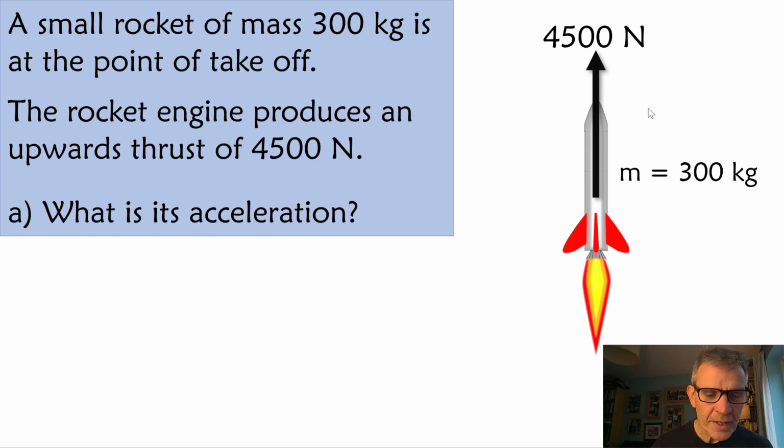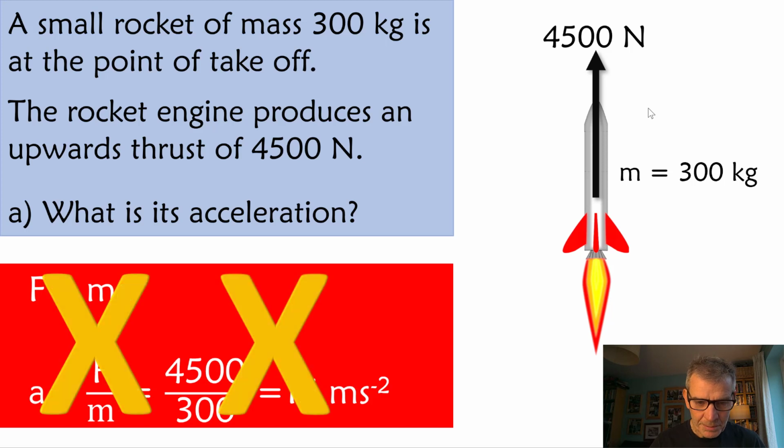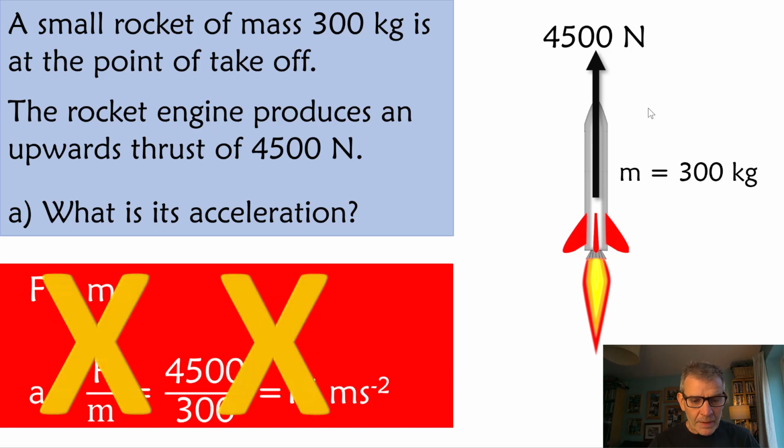So we launch straight into this and we write down the formula F is equal to ma, quite right, and we say acceleration is force divided by mass. 4,500 divided by 300 is 15 meters per second squared, right? No, I'm afraid not. And the reason why it's not right is because in F is equal to ma, the F is the unbalanced force. And there's another force acting here.